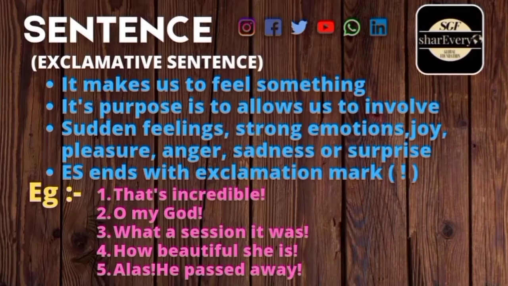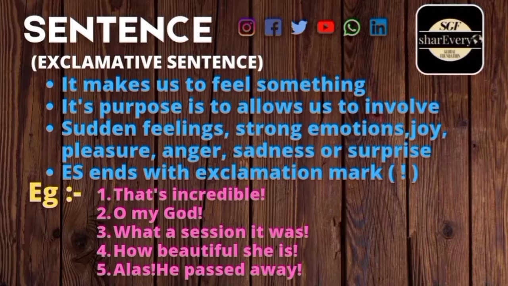What is the purpose of an exclamative sentence? It makes us feel something. Its purpose is to allow us to get involved in something: sudden feelings, strong emotions, joy, pleasure, anger, sadness or surprise, etc. An exclamative sentence also ends with an exclamation mark, and every sentence begins with a capital letter. If you go through these instances: That's an incredible job! I'm so happy! See, automatically my face also gets involved in that happiness.